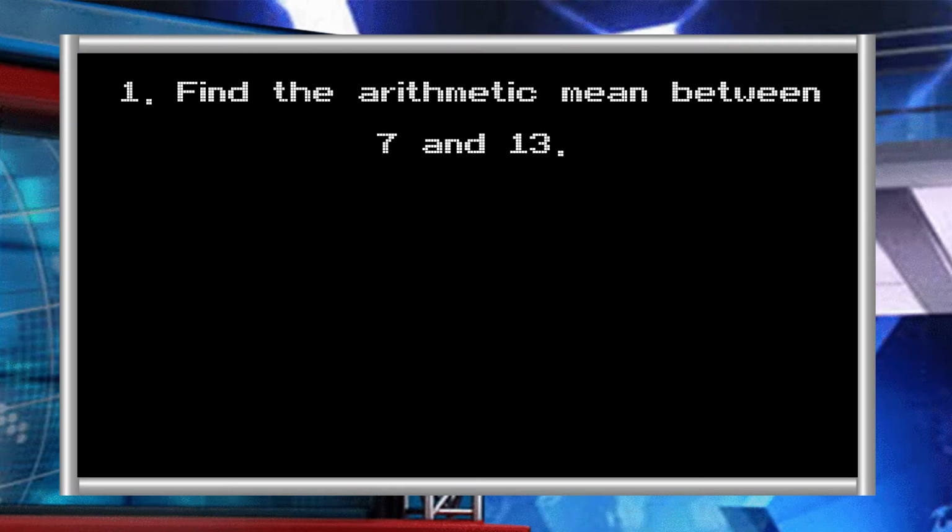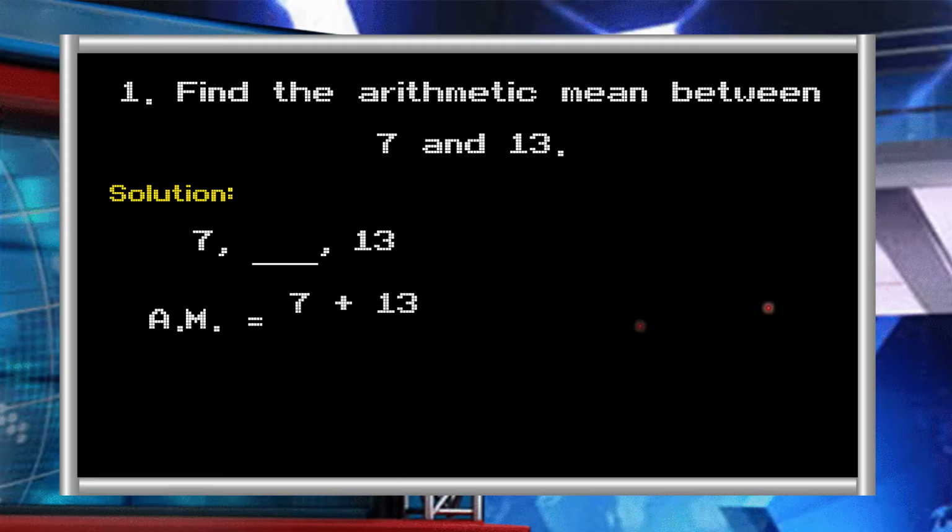To help you understand how to find the arithmetic mean or means, we will have the following example. Example 1. Find the arithmetic mean between 7 and 13. Kung isusulat natin itong sequence na to, we have 7, and then the arithmetic mean, isa lang, and 13. So, solving for the arithmetic mean, we may just add the first term and the last term divided by 2. Again, ginagawa lang natin to kapag 3 terms yung ating wino-work or isang arithmetic mean lang ang ating hinahanap.